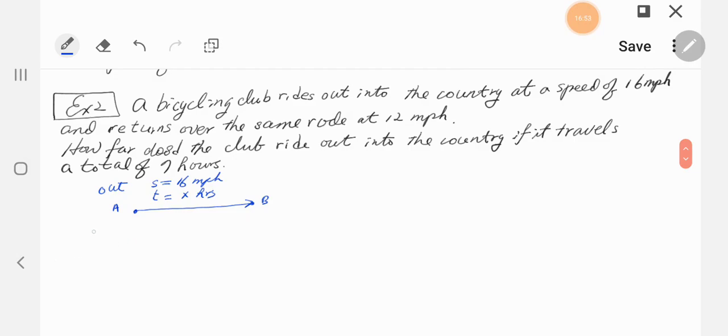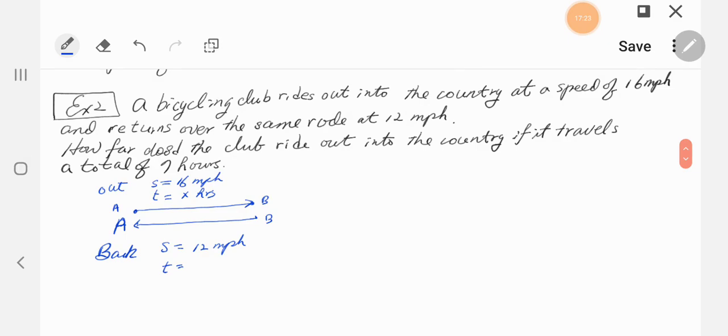So when you return, when you come back, from B to A, right? From B to A, come back. So when you come back, so back, the speed is 12 miles per hour, and the time is, actually, look at this.